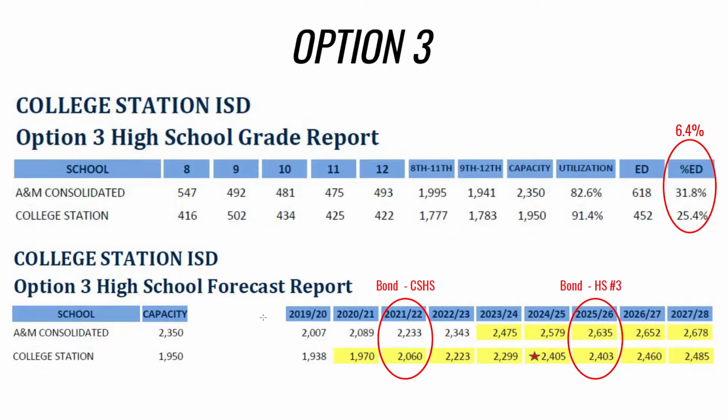Look at our enrollment projection. Beginning fall of 2019, Consol at 2007, College Station High School at 1938. And again, just as the previous examples, you can see how that projects out in the out years. 2485 and 2678. Still running consistent with where we need to be looking for a bond for the addition of College Station High School at fall of 21. On the ground and ready to use in 3 years, fall of 24. High School 3, fall of 25. So that stays fairly consistent throughout all the options.